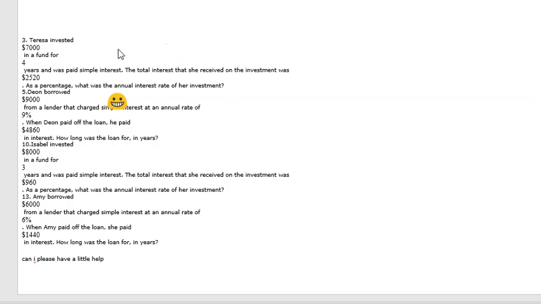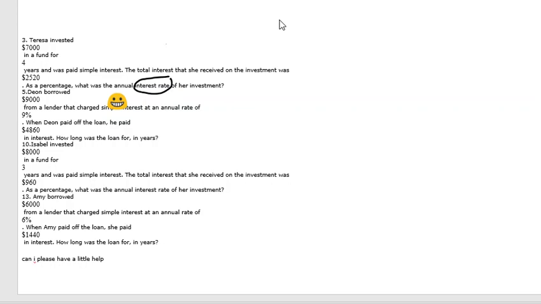On number 3, it says Teresa invested $7,000 in a fund for 4 years and was paid simple interest. The total interest that she received on the investment was $25.20. As a percentage, what was the annual interest rate?